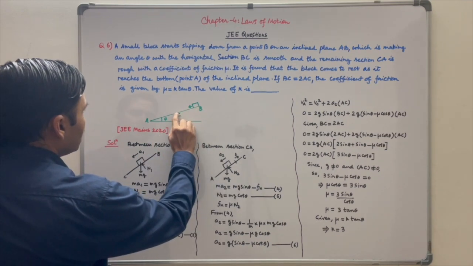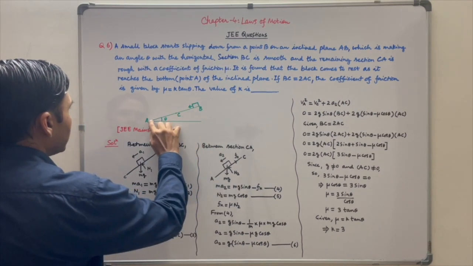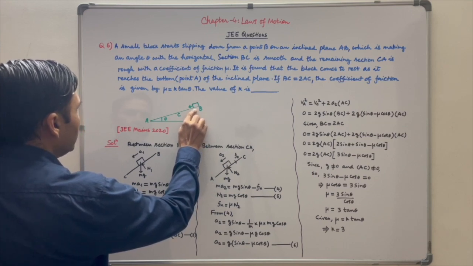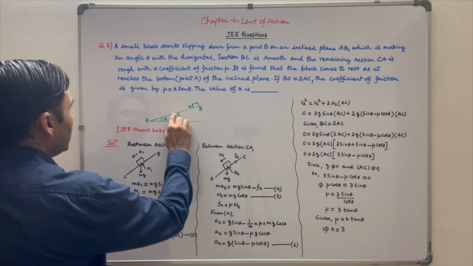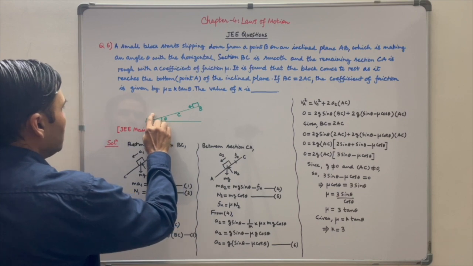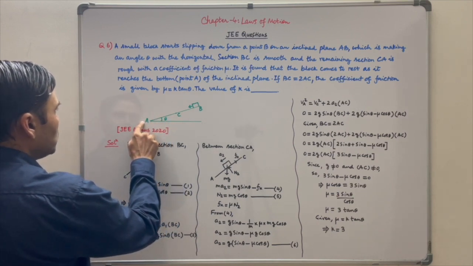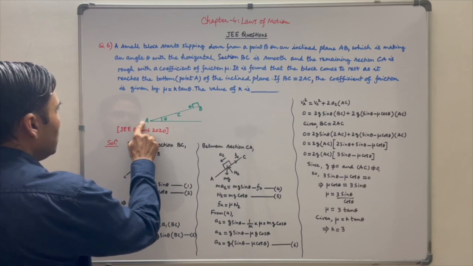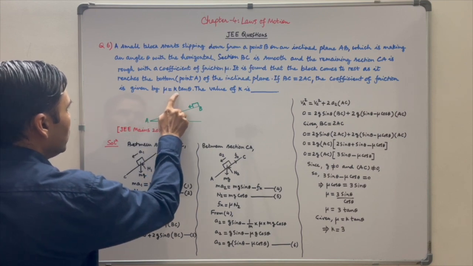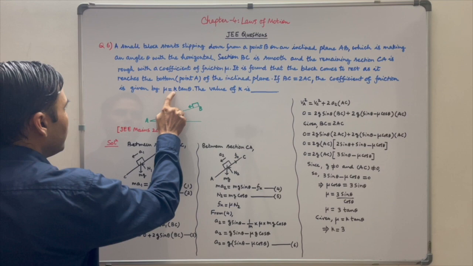Section BC is smooth and section CA is rough. A block starts sliding down from point B. It starts accelerating till it reaches point C. Then between C to A, it decelerates due to friction force. Finally, at point A, it comes to rest. That means its velocity at A is 0. We will calculate coefficient of friction mu and then compare its value with mu is equal to k tan theta to get the value of k.